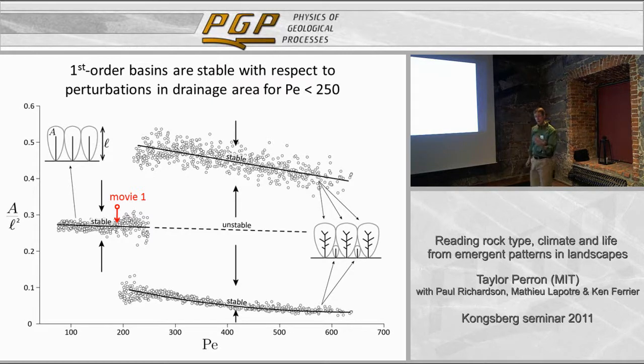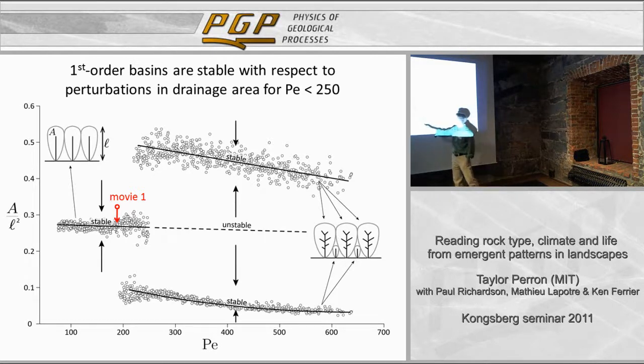So if I run lots of simulations, not like the one you just saw, but keeping the parameters constant the whole time, but varying the Péclet number, starting from a low relief random initial condition, running to a fixed equilibrium. And then I measure the sizes of all of the drainage basins in the landscape. And I plot a normalized measure of the size of the drainage basins. When I say size, I mean drainage area, against the Péclet number. You see a shift at a Péclet number somewhere between 200 and 300, around 250.